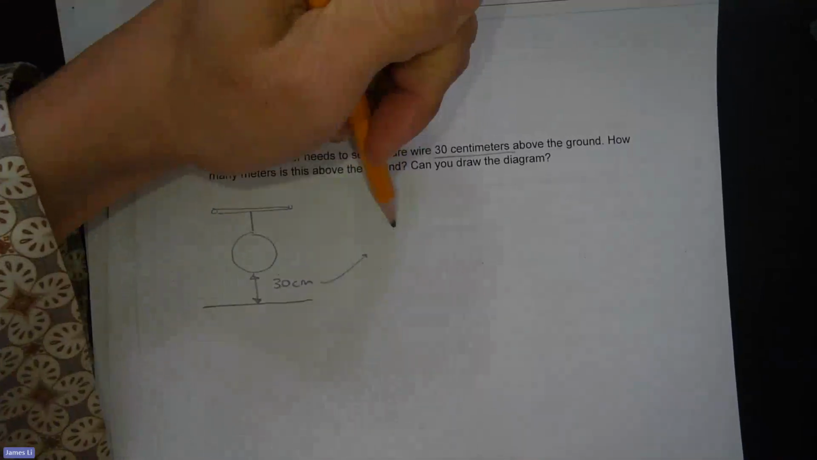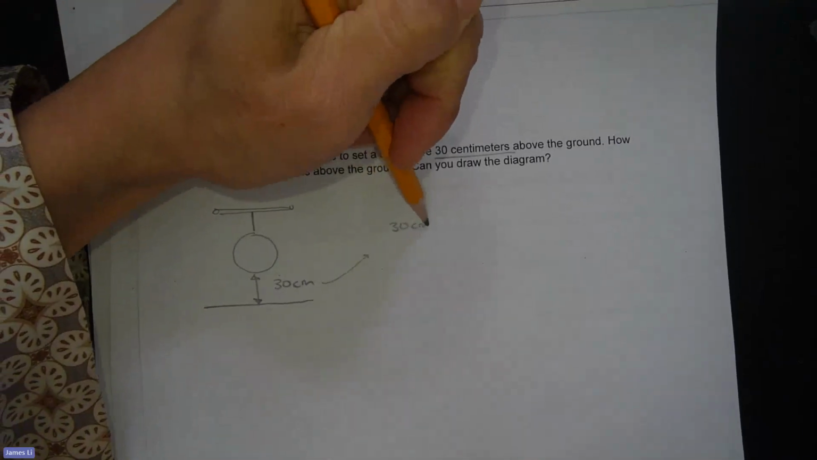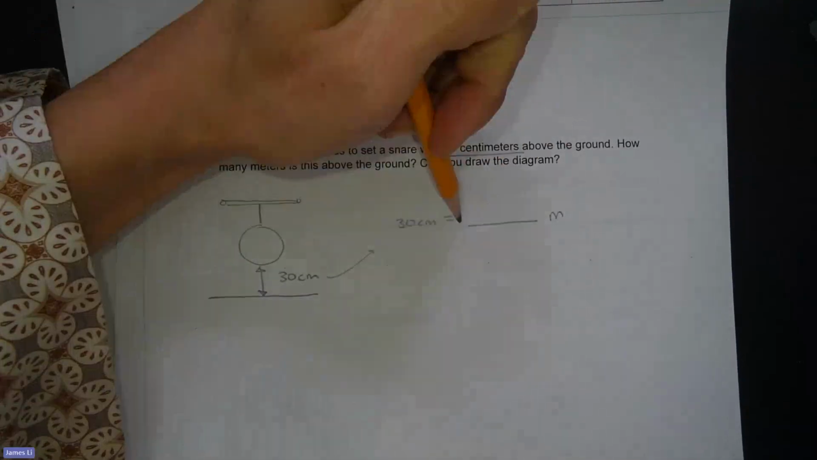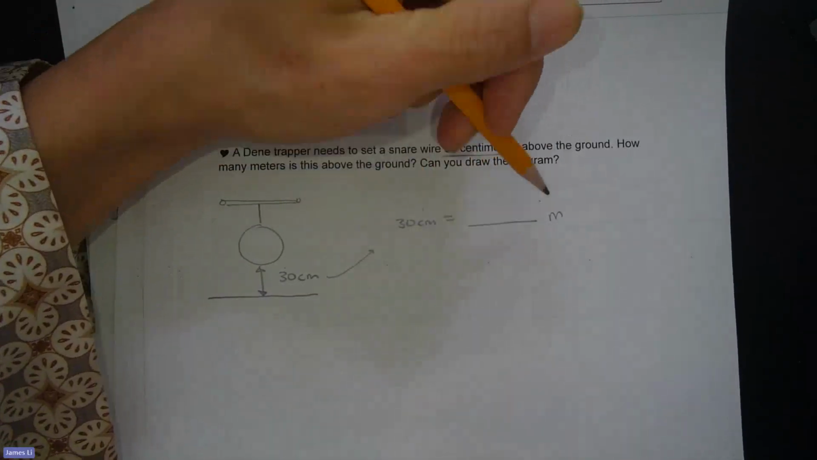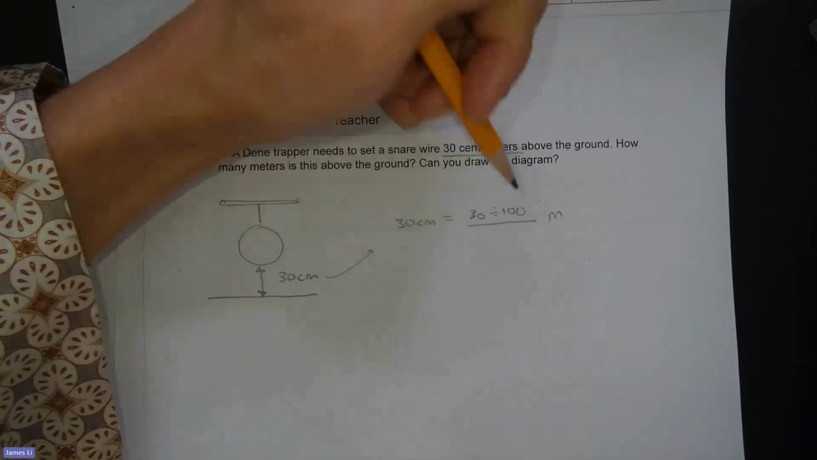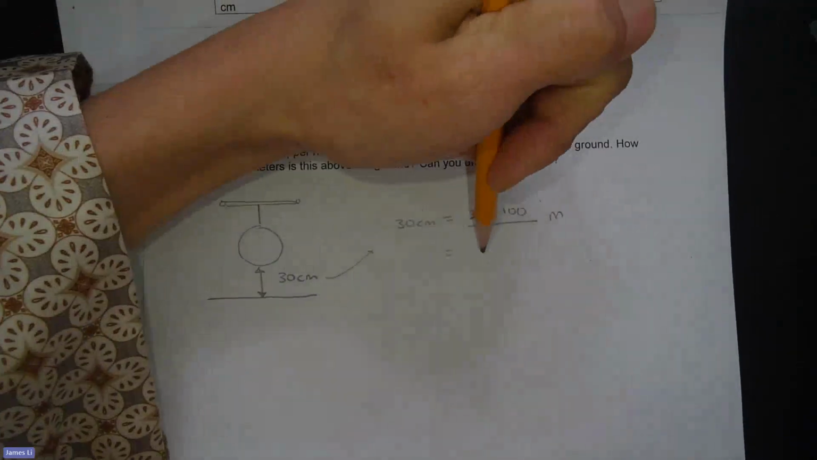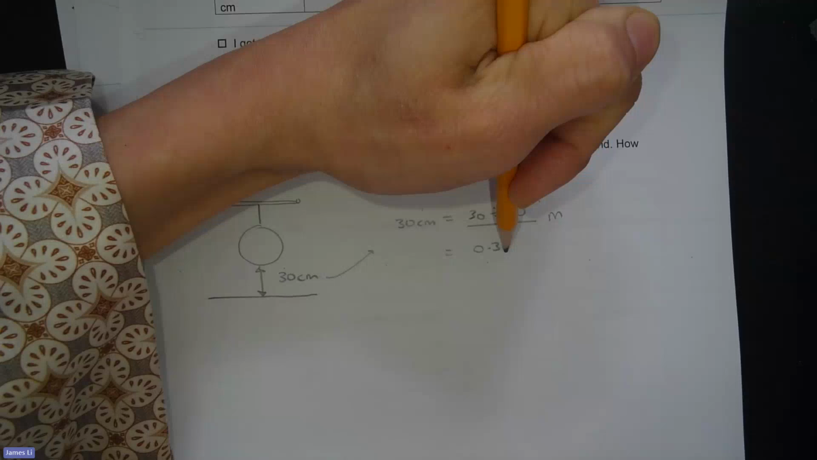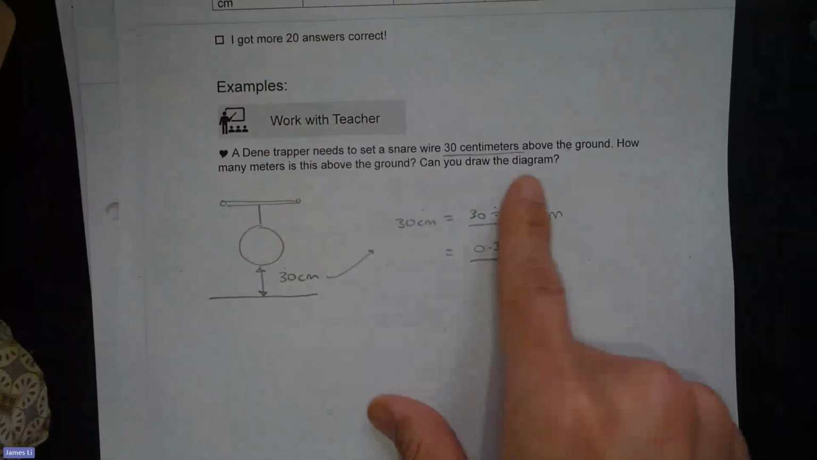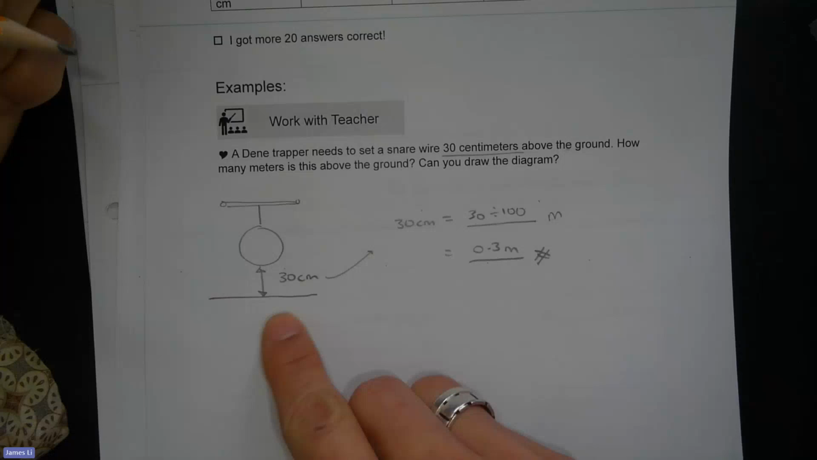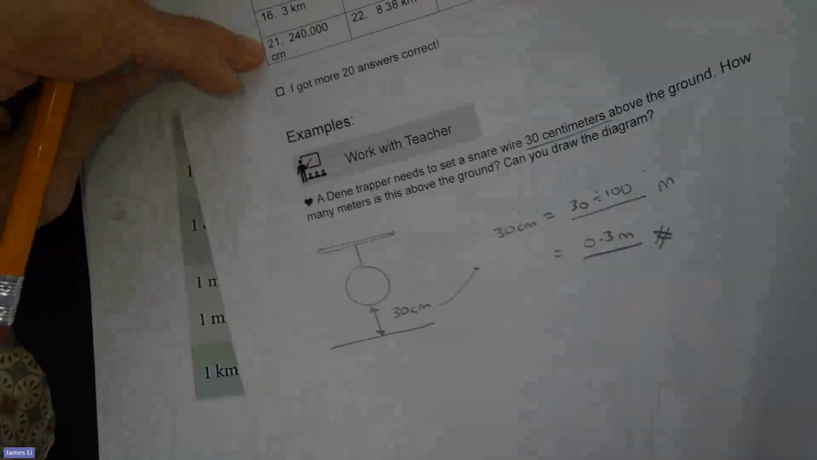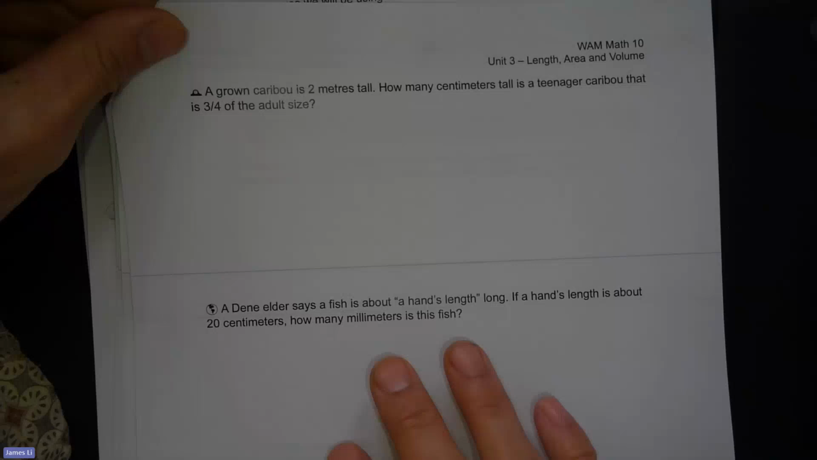So basically, they are asking you to convert 30 centimeters to meters. You have to remember, cm to meters, you divide it by 100. So 30 divided by 100, you will get 0.3 meters. Okay, I've given them the answer and I've drawn the diagram complete. Okay, so this is very basic, very simple. Let us try the next one.